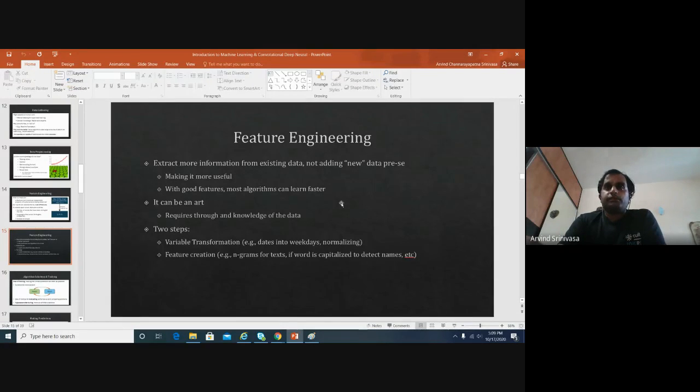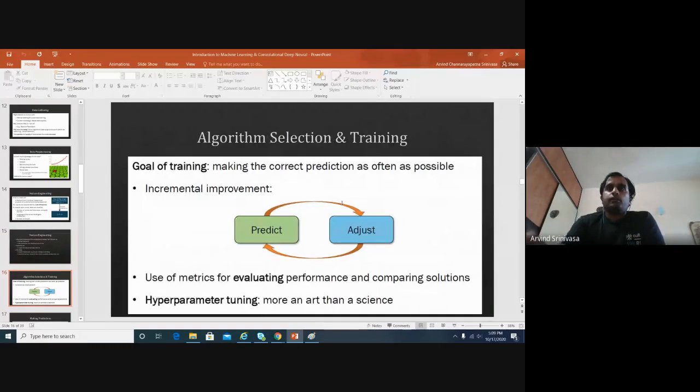One is a variable transformation and another is feature creation. So the algorithm selection. The goal of training is making a correct prediction as often as possible. So it is an incremental improvement that we'll be doing. Use a metric to evaluate the performance and compare the solution, and hyperparameters need to be tuned. That is an art of science.